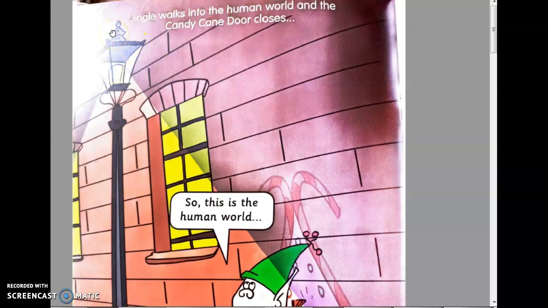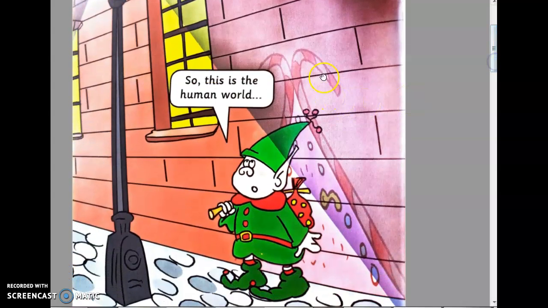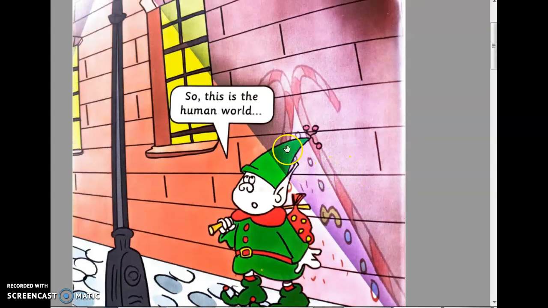Ahí vamos. Jingle walks into the human world and the candy cane door closes. Okay? The candy cane door closes. Close the door, open the door. Jingle walks now to the human world, al mundo de los humanos, and the candy cane door closes. ¿Se acuerdan? Mira, look at that, aquí está. Okay, the door, this is the candy cane door, close. So, this is the human world. He is surprised about that. And continue.